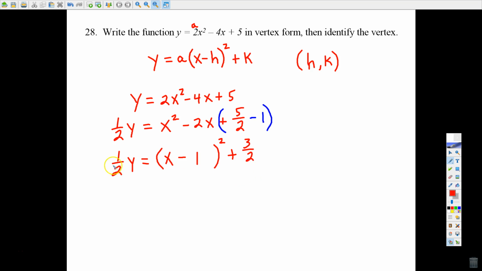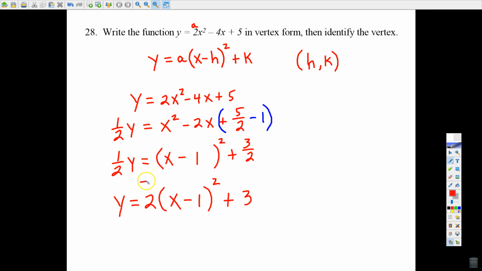Alright, so now we're just going to put it back. Remember, vertex form should be solved for y. Well, we're not solved for y here, but that's easy enough to do. We're just going to now multiply by 2. Okay, 2 times a half is 1y. So multiplying by 2, now I get my a number back. You see how the a is the same. It's 2 in standard form, so it's also 2 in vertex form. Nothing changes inside the parentheses, but I also have to remember to multiply this number outside of the parentheses by 2. And if you multiply 3/2 by 2, you get 3.